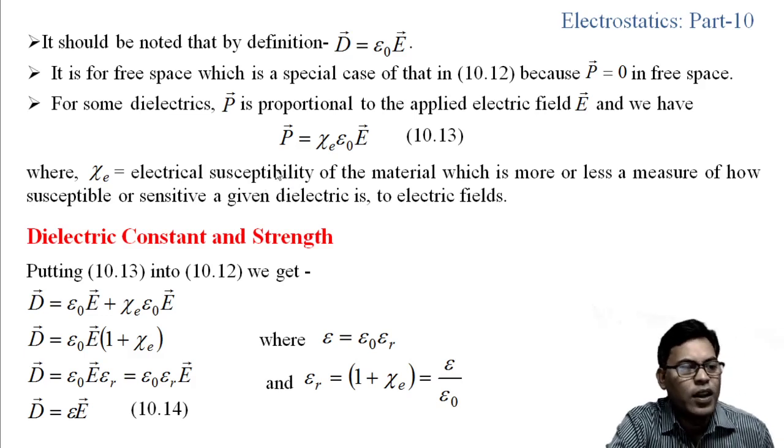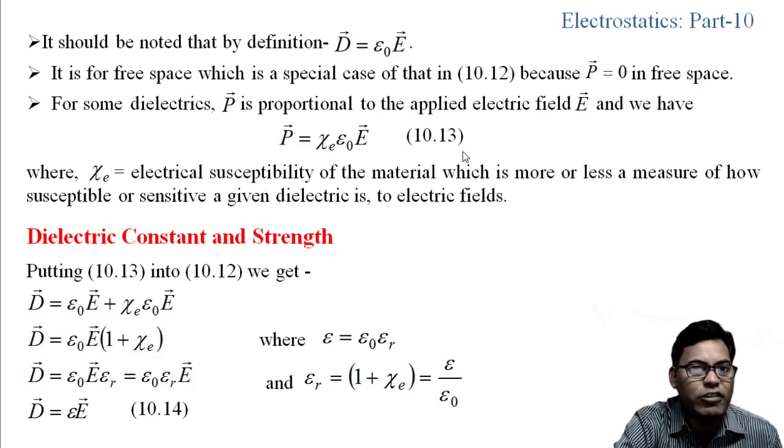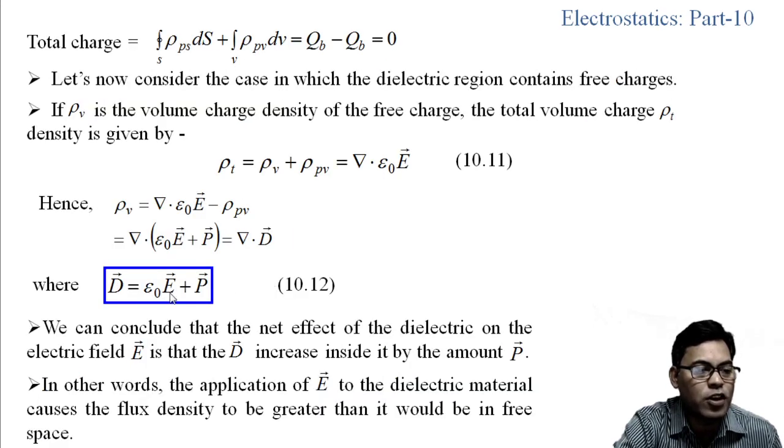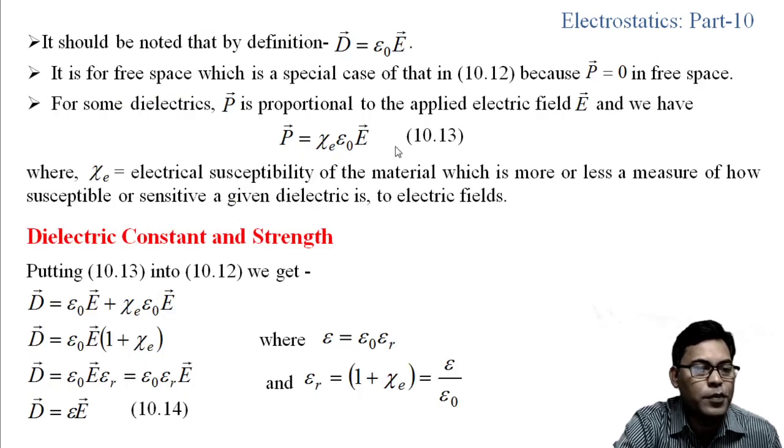Now we have seen that D equals epsilon naught E plus P. So P can be replaced by psi E epsilon naught E, using expression 10.13. So here D equals epsilon naught E plus psi E epsilon naught E. From that calculation we got D equals epsilon naught E times (1 plus psi E). So we got the expression 1 plus psi E equals epsilon r.